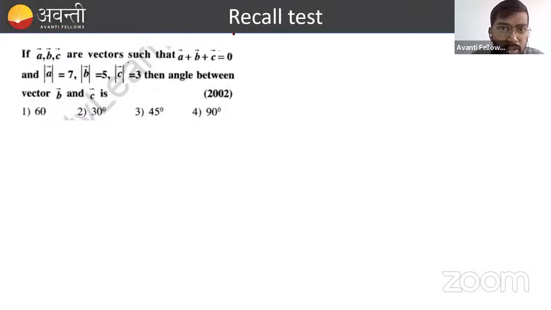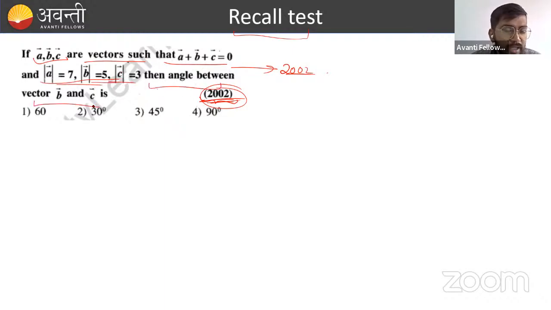Okay, so let's solve a question and recall the concepts. This question was asked in IIT JEE 2002. The question is, if A, B, C are vectors such that A plus B plus C is 0 and the mod of A bar, B bar, C bar individually is given, then find the angle between the vectors B bar and C bar. To solve this question, first of all, we are supposed to find the angle between B bar and C bar.